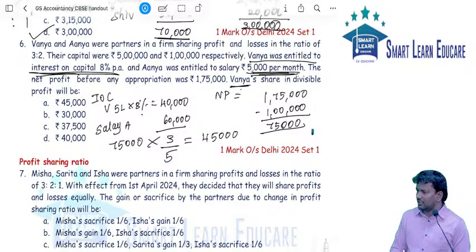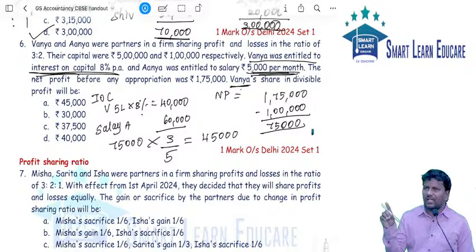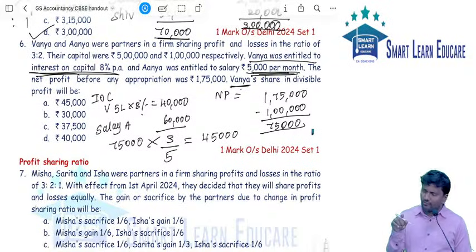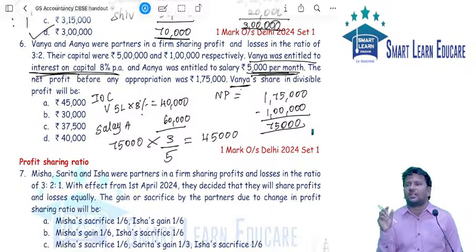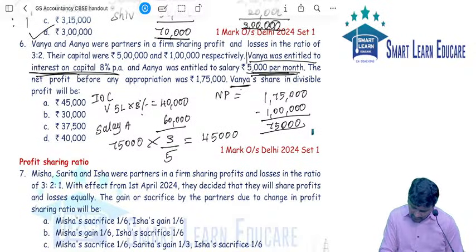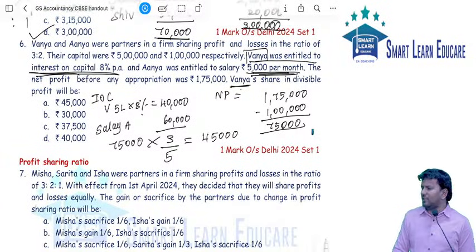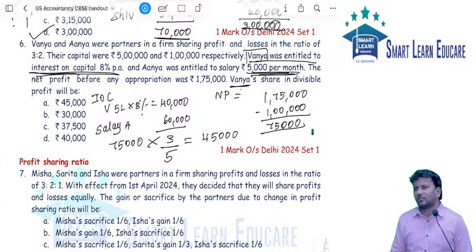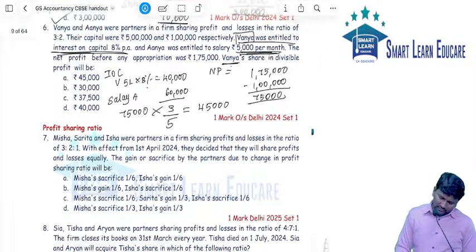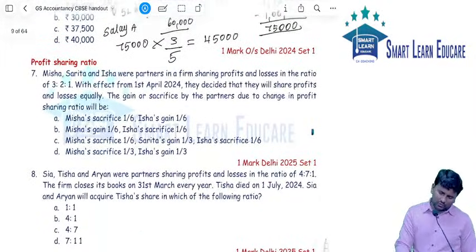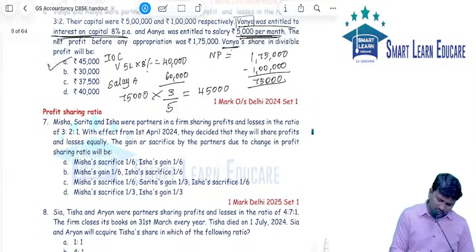Have you understood this? So total net profit is 1,75,000. Salary 60,000. Interest on capital is 40,000. Don't calculate interest on capital for both the partners, because here it is specifically given that only V is entitled to get interest on capital of 8%. Okay, next. So the answer for this question is 45,000.